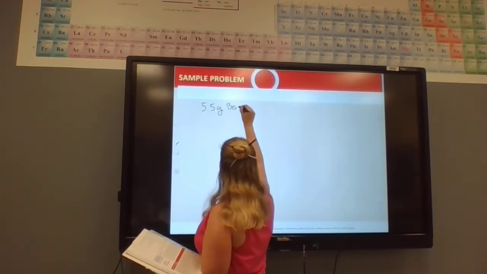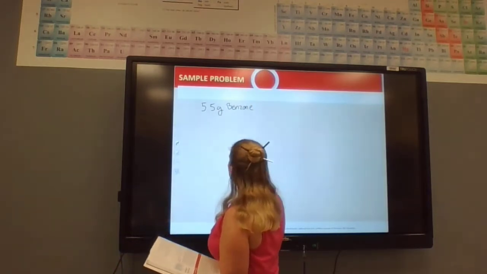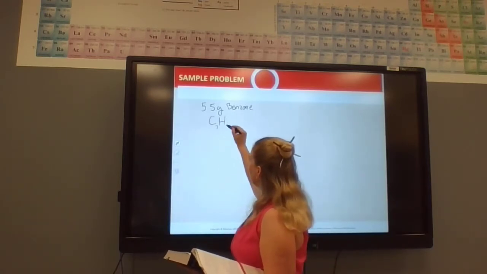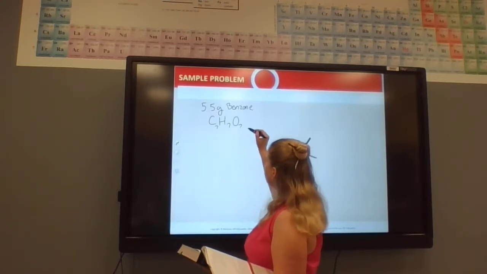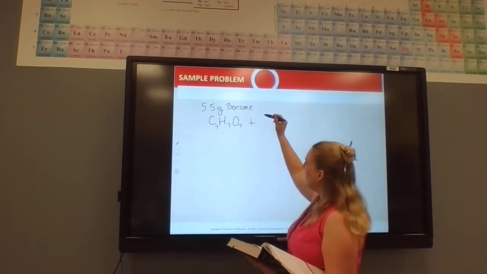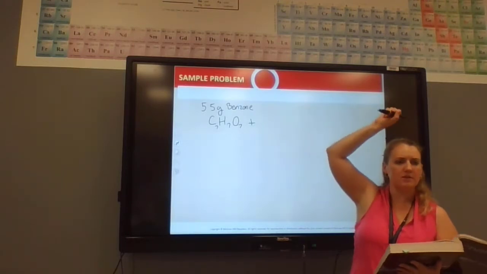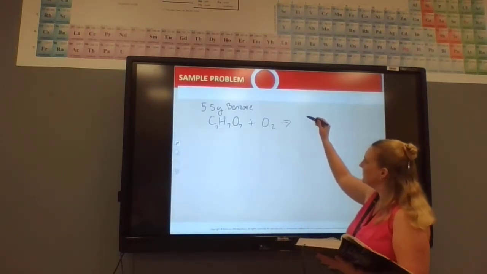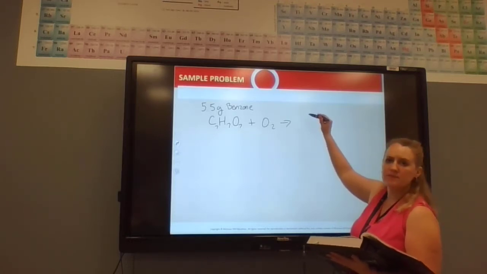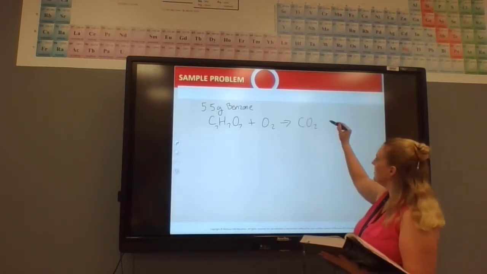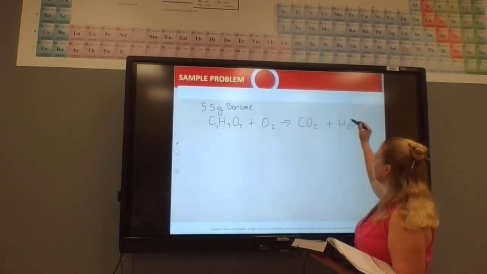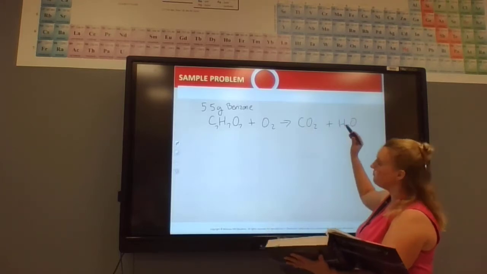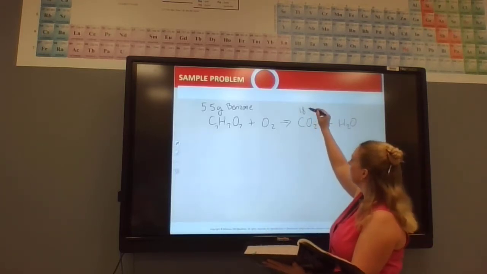Grams of benzene. Benzene's a hydrocarbon: carbon, hydrogen, may or may not have oxygen. It reacts with what in combustion analysis? Oxygen, good. And produces what? Carbon dioxide and water. And in this problem we're told that we produced 18.59 grams of carbon dioxide and 3.81 grams of water.